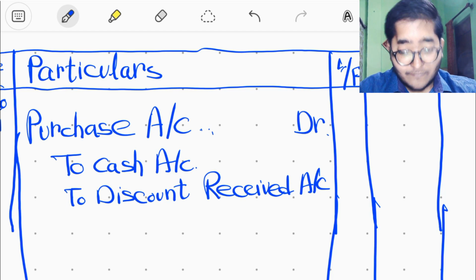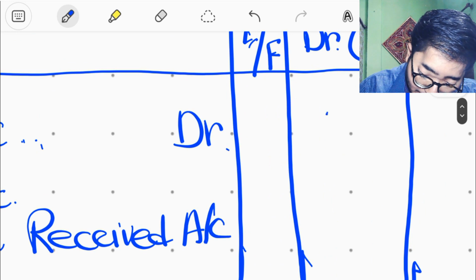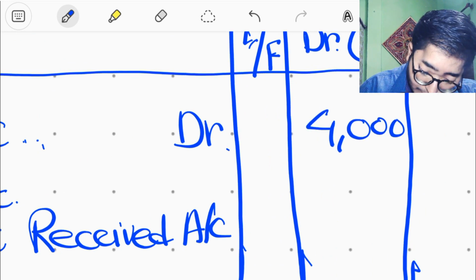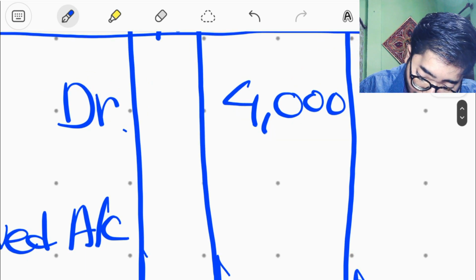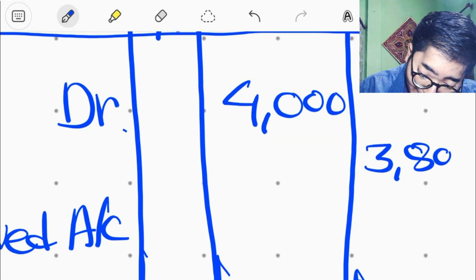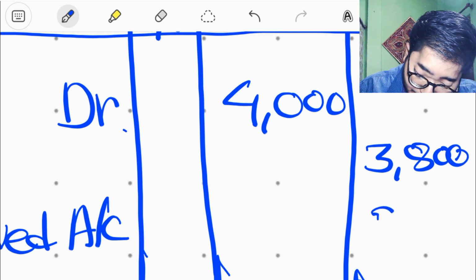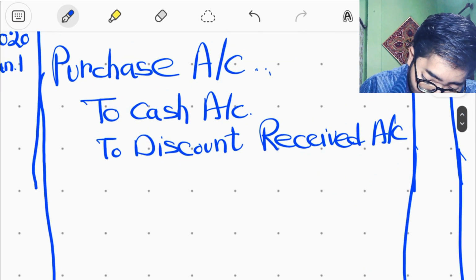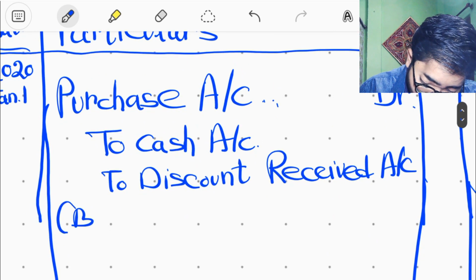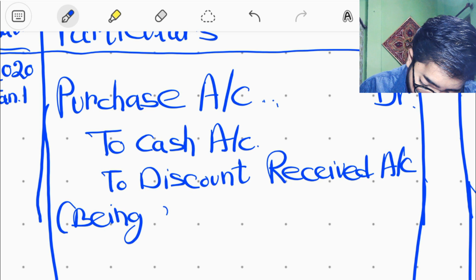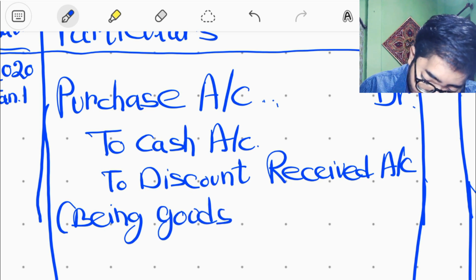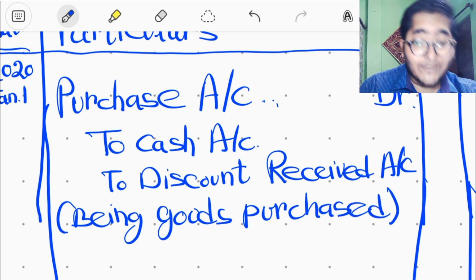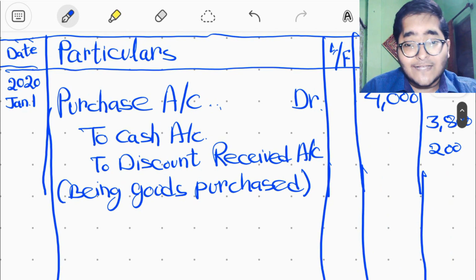So our purchase account debit 4,000 to cash account, which means cash outflow 3,800, and the discount received is 200. So we have to end this with a narration. Being goods purchased. So one suggestion for you, you can write as much as you want in this being section.